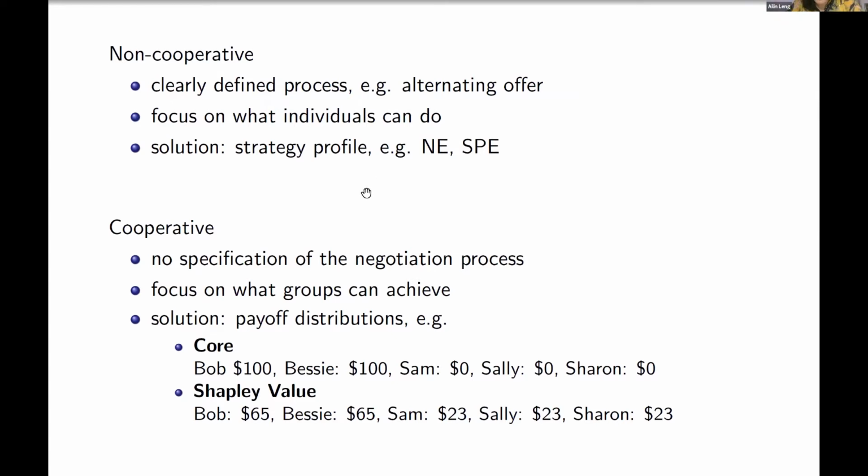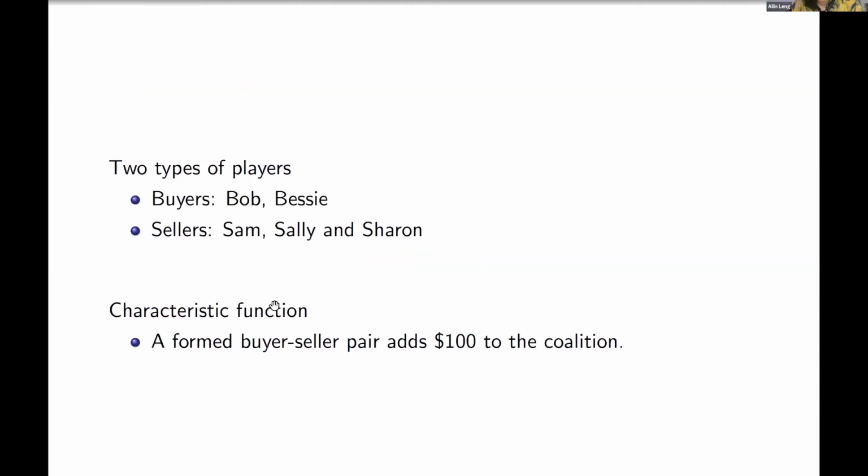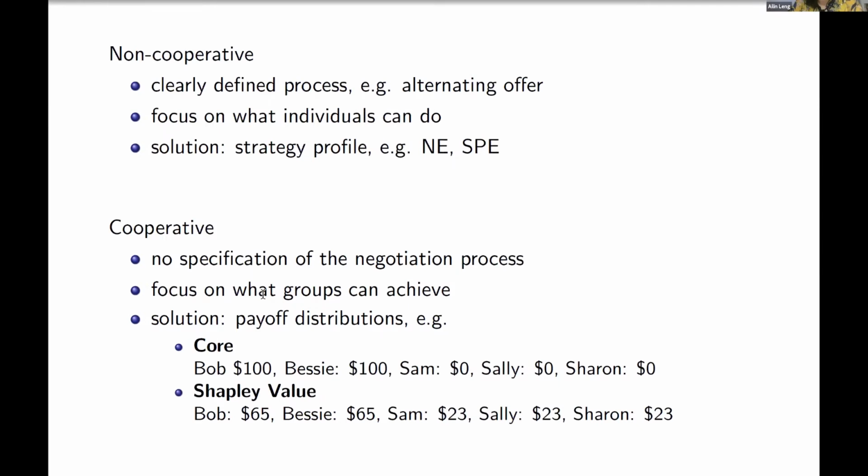However, for cooperative games, the structure of the game would stop here: the set of players and the coalitional value for each feasible group formed among those players. There's no specification of the negotiation process. The game focuses on what the group can collectively achieve, that is $100 added for each buyer-seller pair included in the group. And the solution concept is a payoff distribution. There are no strategies involved.